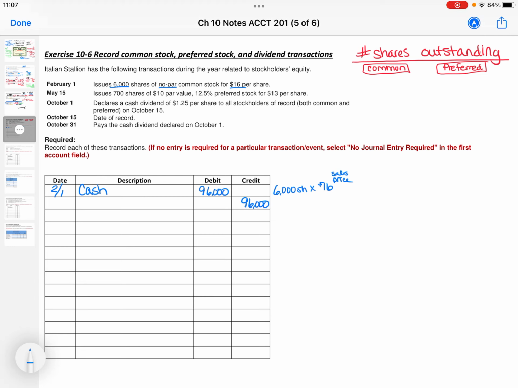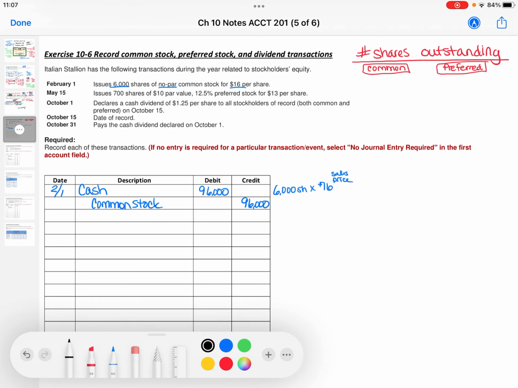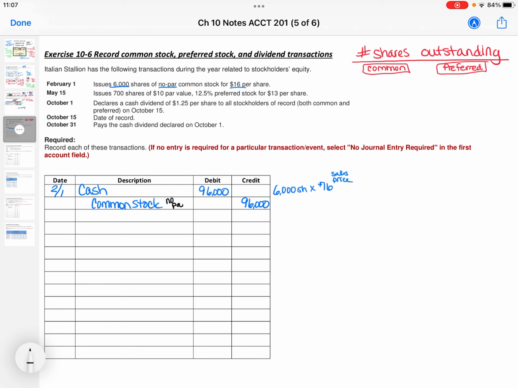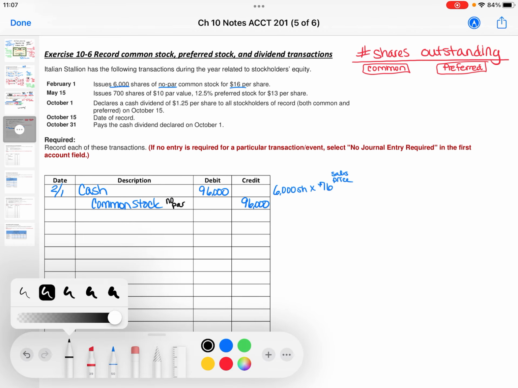So I will debit cash and I will credit common stock. There's no par, so I'll still make a little note there. No par, so I don't have to worry about that. There's no PIC either. There's no par, there's no PIC.